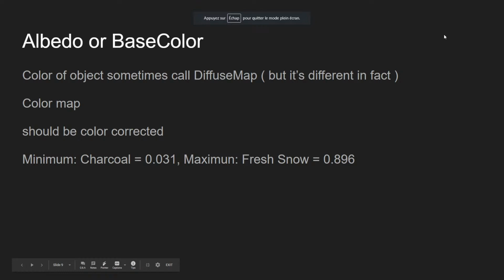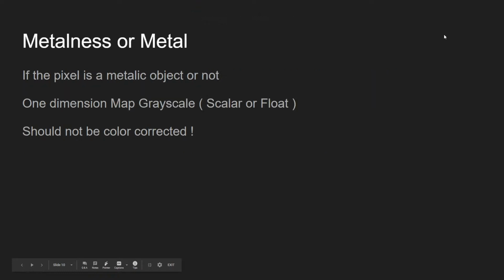Just keep in mind that there is some limitation. Metalness, or metal, defines if a pixel or a part of a surface is metallic or not. It's a one-dimension map, so it's going to be a grayscale. Maybe I'm going to refer to that as a scalar or a float. It's going to be the same thing. It's just going to be a grayscale of information.